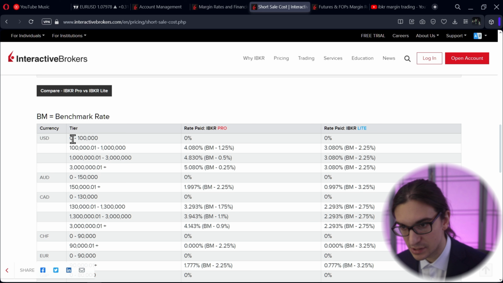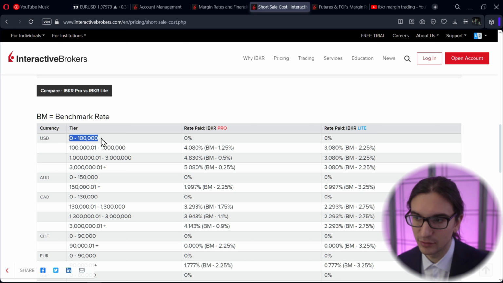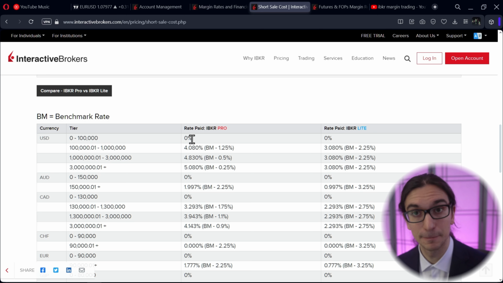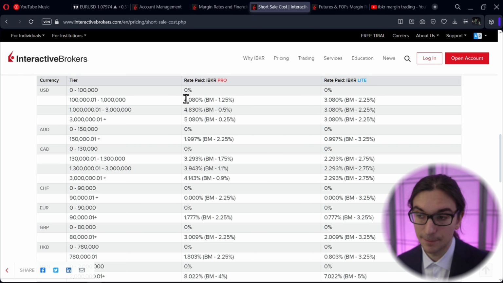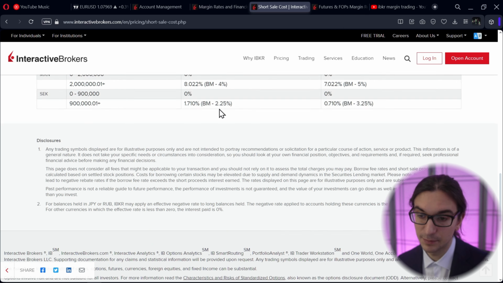So if you short a stock and you get $100,000 from it, they actually pay you nothing on that. And more than 100,000, from 100,000 to $1 million, then they'll pay you 4% on the cash that you got from shorting the stock. So what this can do is if you're a really big short trader, this can offset the fee rate for the stock. And if the stock doesn't have a high fee rate, potentially this could even be earning you a positive return on the cash that you generated from shorting the stock. So that's something to keep in mind.